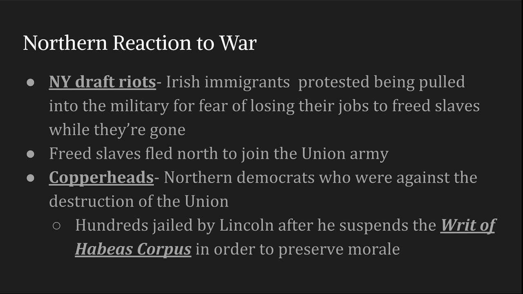Copperheads were Northern Democrats who were against dividing the Union, but they were seen as cowards by everyone. Copperhead is like a snake. They were not liked. And a lot of them were jailed by Lincoln because he suspended the writ of habeas corpus, because he wanted to preserve morale. Habeas corpus is basically needing a justified cause to arrest someone, and he suspended that in order to make sure attitudes about the war remain positive.